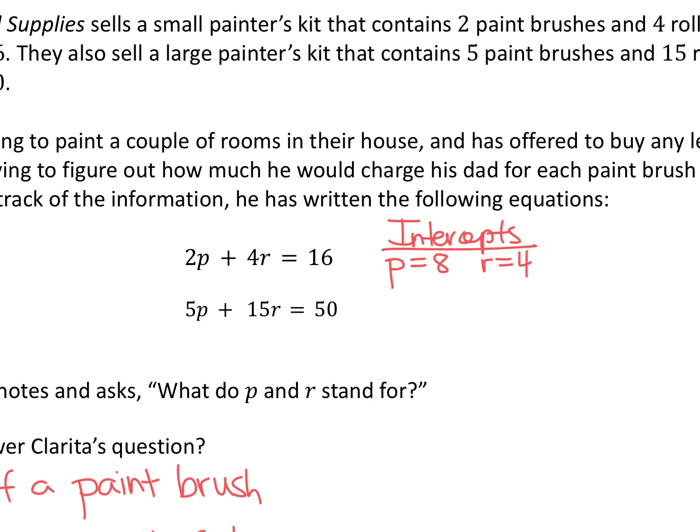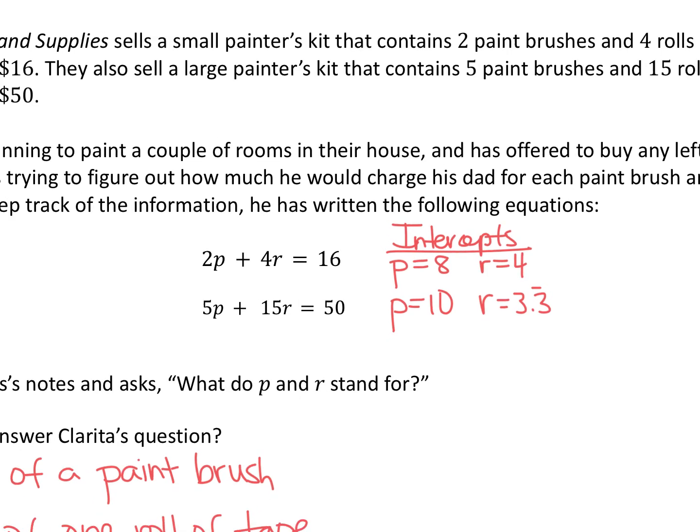The second standard form equation is the large painter's kit. 5P plus 15R equals 50. And I can do the same thing to help me easily graph this. I can find the intercepts. So I'm going to cross out 15R, set that to 0, right? And then I can divide 50 by 5. And that will tell me my intercept for P, which is 10. And then I can set the 5P to be 0, and then divide 50 by 15, and that will tell me my intercept for R, which is 3.3. Okay, so that's going to help me graph it in a moment.